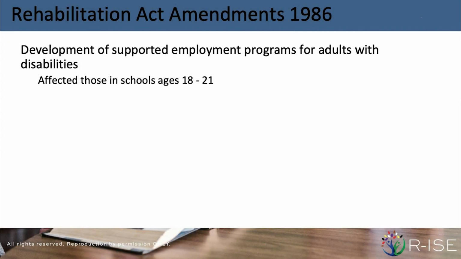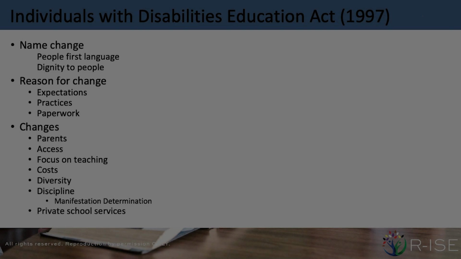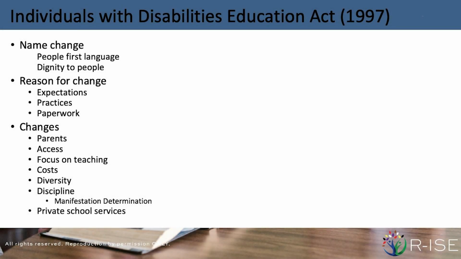The Rehabilitation Act of 1973 was amended in 1986, and this amendment brought about vocational educational opportunities for children with disabilities between the ages of 18 through 21. The Education of All Handicapped Children Act of 1975. Although it was amended several times, it was not until 1997 that the Act was not only amended, but its name changed to the Individuals with Disabilities Education Act. We see the difference in the name of the Act simply by using People First language.